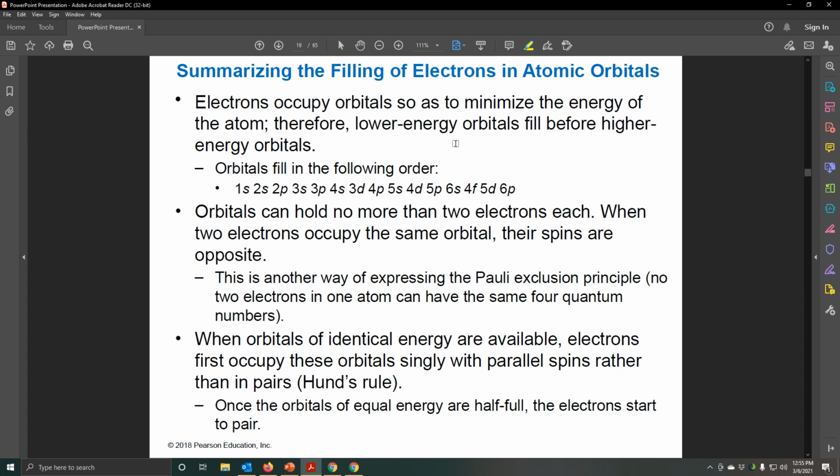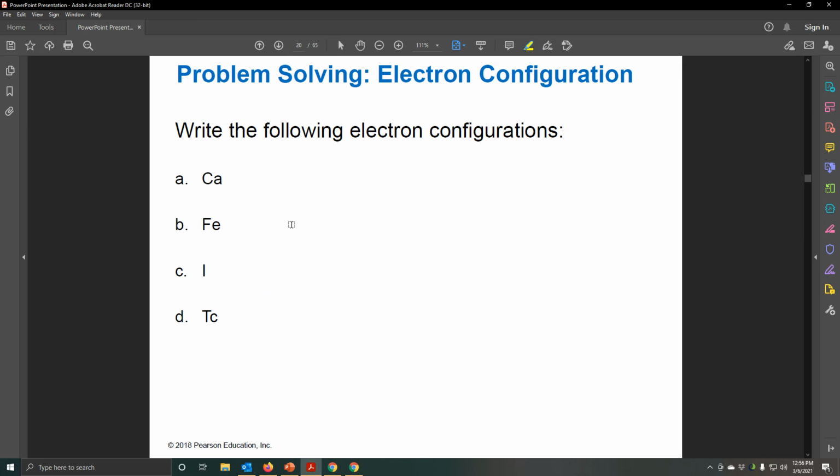So we're going to go ahead and do an example. Take a moment and go ahead and write the electron configurations for each of these atoms.